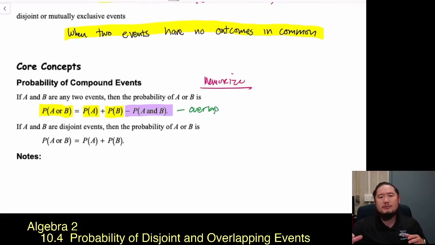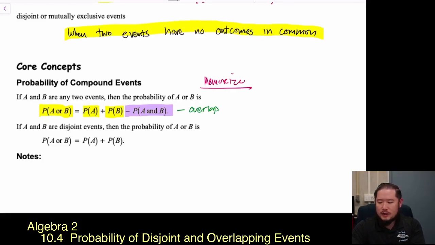We need to subtract the overlap because if we don't, then the chance of something happening is higher than it really should be. It's not realistic, and it does not get us the correct percentage or probability. So if we have two events, especially if they happen to be overlapping, then we need to subtract the overlap in order to get the correct answer.